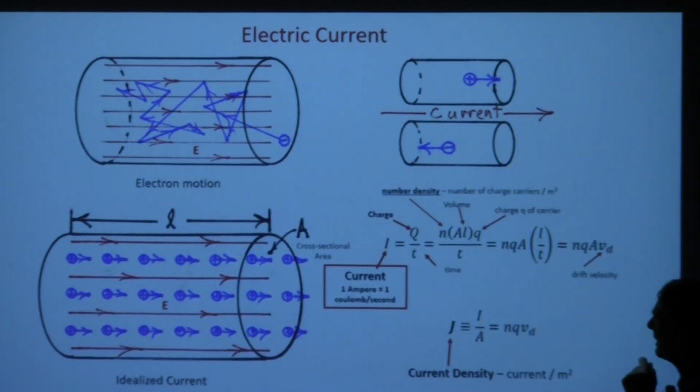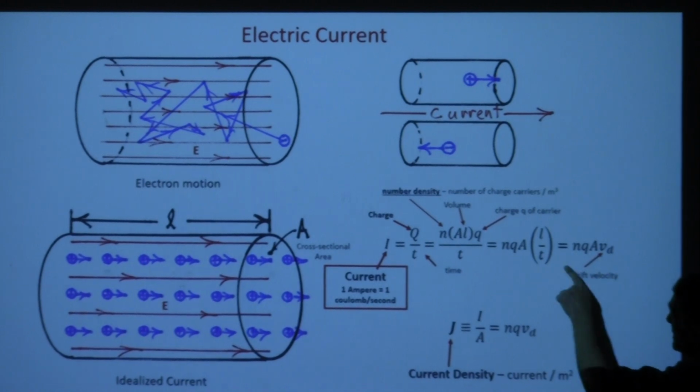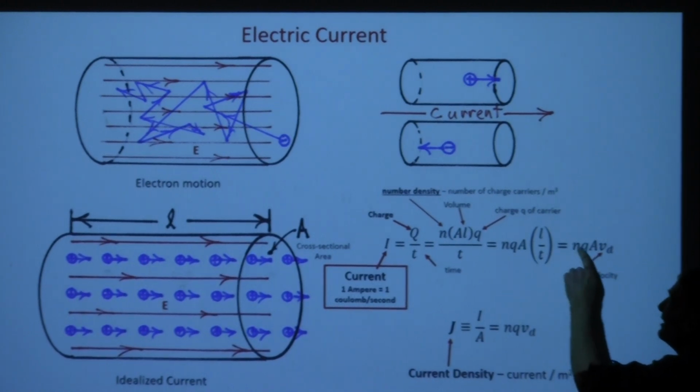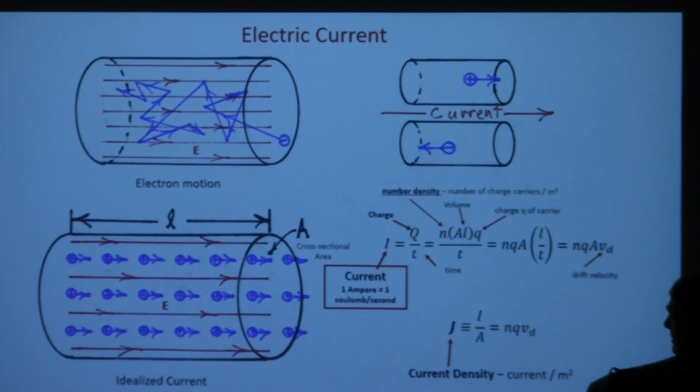So hopefully this can make sense for you. So it's going to be, again, small n, the number density, times the charge of the carriers, times the cross-sectional area of the wire, times the drift velocity.